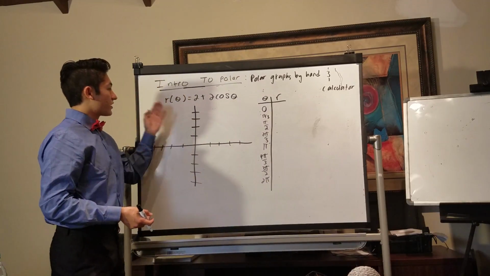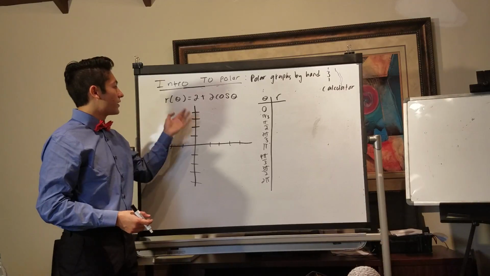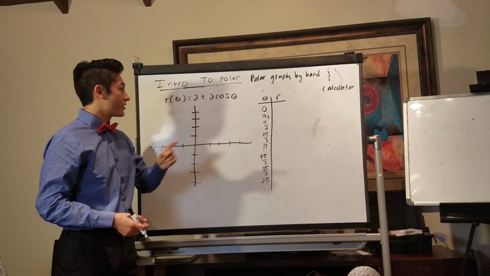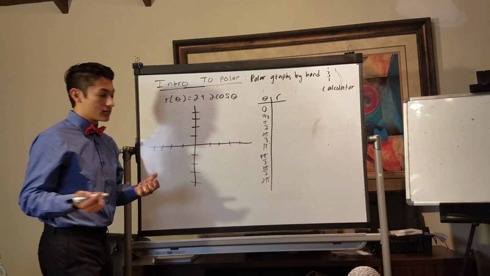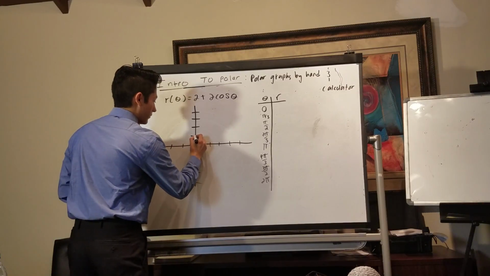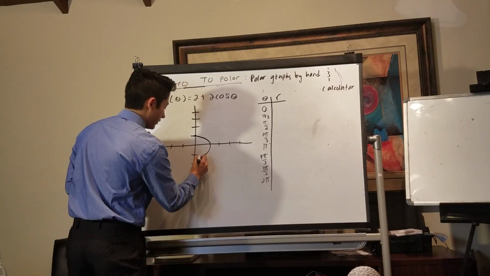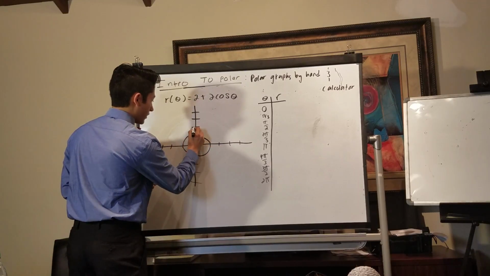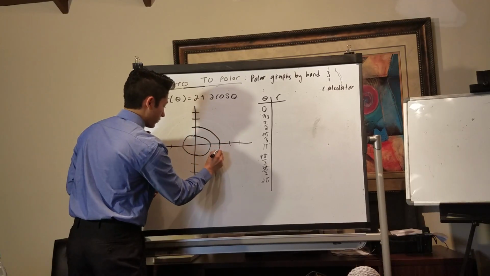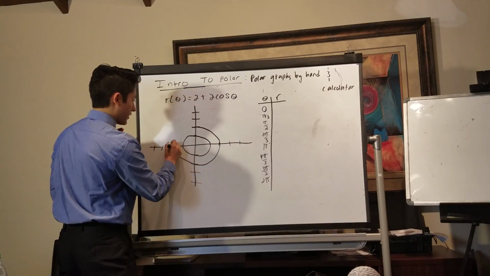Now, let's take this function right here. r of theta is equal to 2 plus 2 cosine theta. And let's practice graphing it by hand. So, once again, with polar graphs, we're going to draw circles because we are rotating, and these circles will represent the radius.